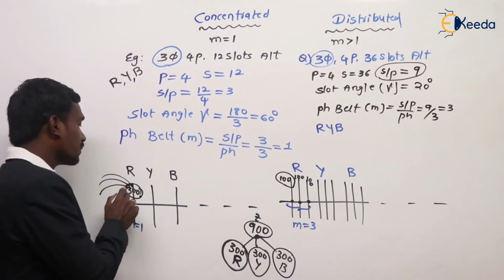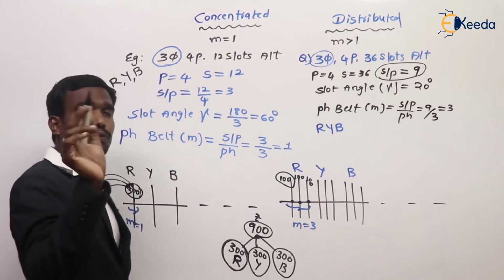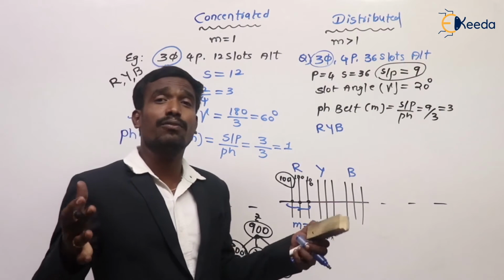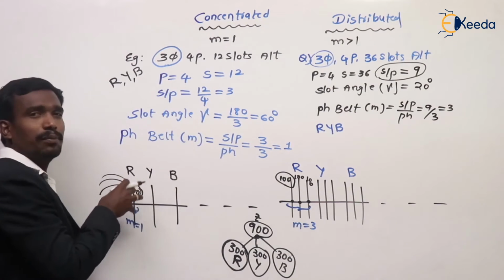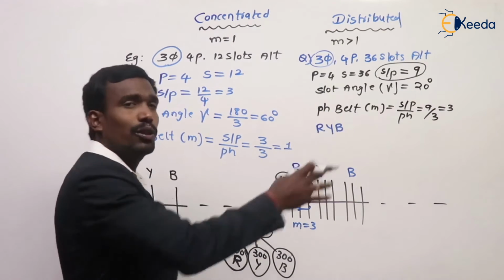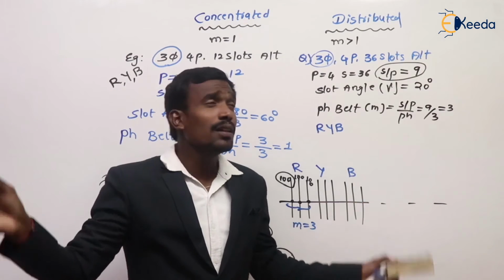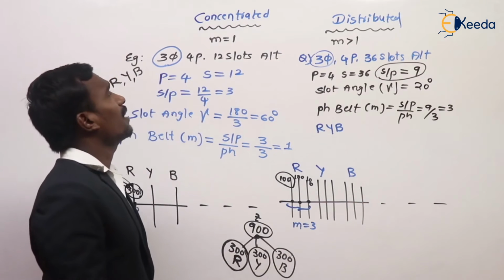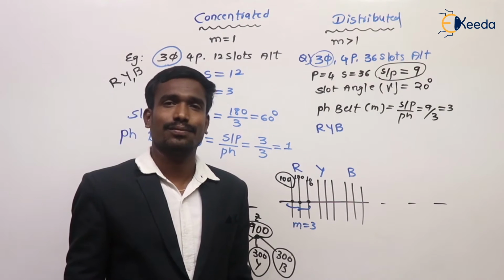If at higher speed you use concentrated winding, some conductors may dislocate from the slots because of the larger number of conductors in one slot, since it is a concentrated type of winding. It is distributed over many slots. This is what concentrated and distributed winding is. Are you okay?